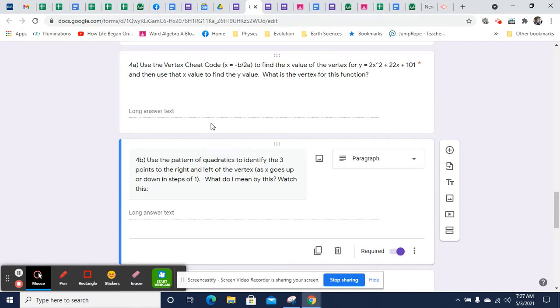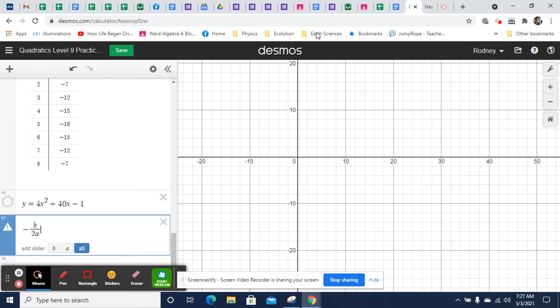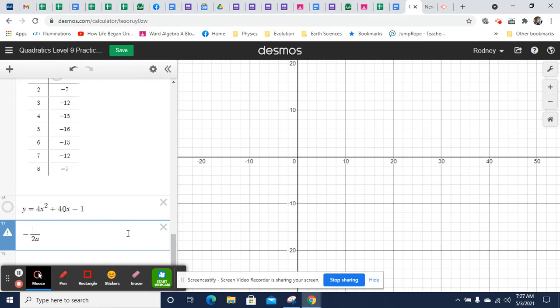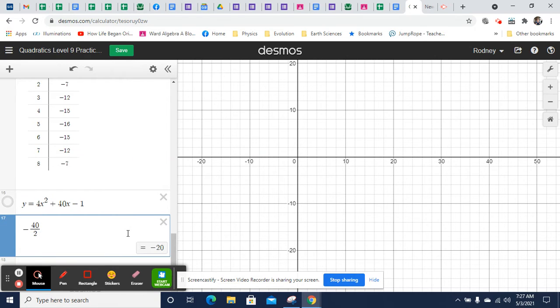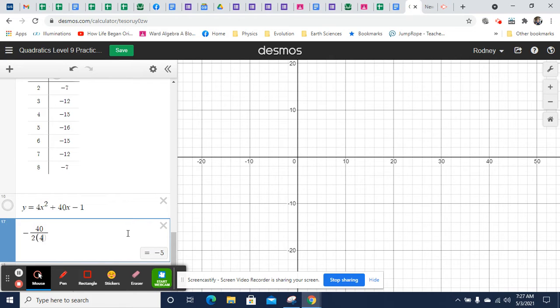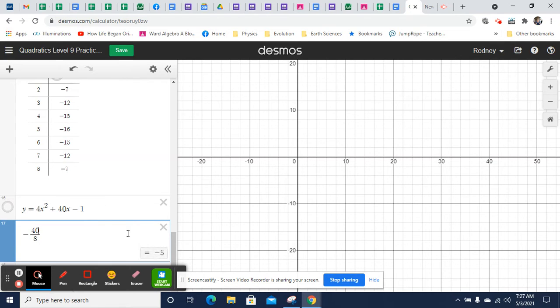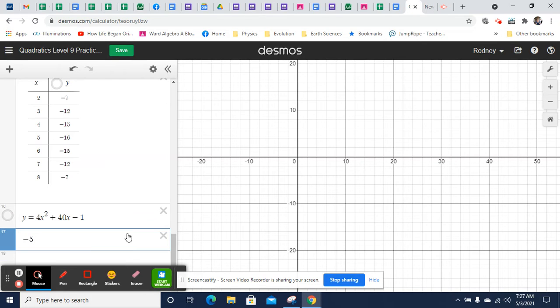So first of all, we've got to find the vertex. And to find the vertex, I've got one similar to this where I've got 4x squared plus 40x minus 1. I'm going to use the lead coefficient as a and the linear coefficient, the middle coefficient, as b. This last one we would call c, but that's for later. So I'm going to replace b with 40, and I'm going to replace a with 4. And so that's going to end up being negative 40 over 8, which will be negative 5.